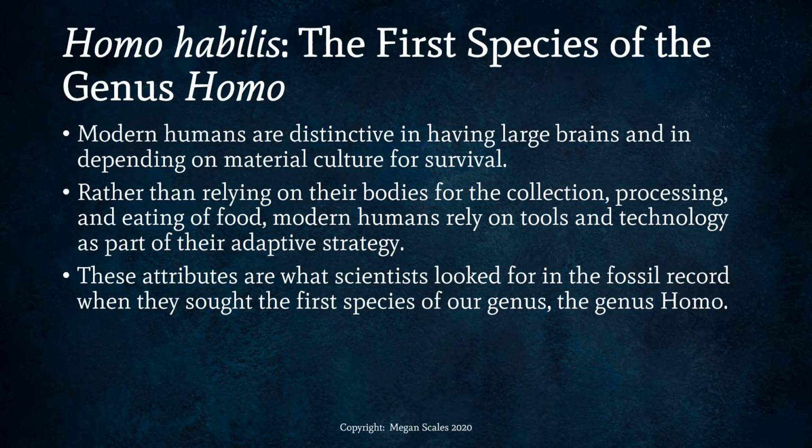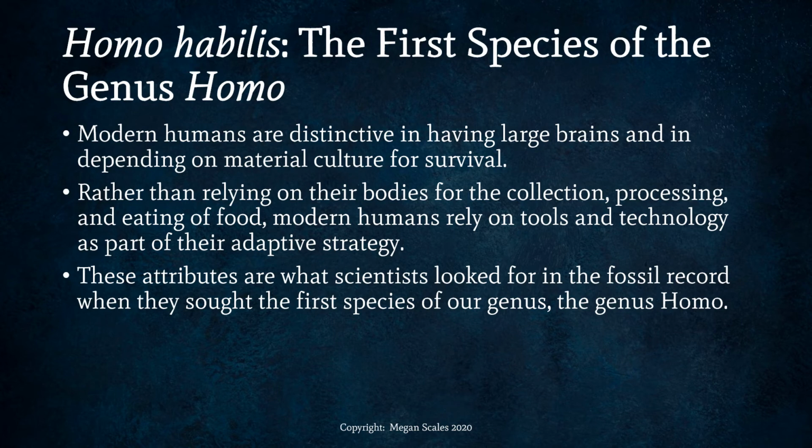So what we have in modern Homo sapiens sapiens, also called anatomically modern humans, we are distinctive in having large brains and in depending on material culture for survival. So we don't just depend on our instinct and Mother Nature. We make tools and clothing and shelter to survive.